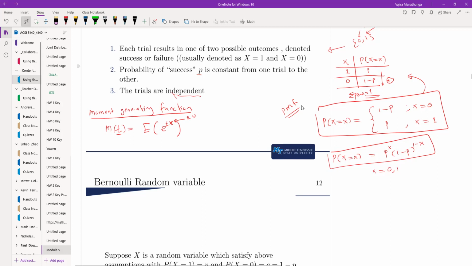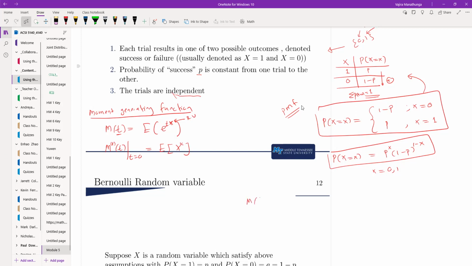So why do we do this? Once you have the moment generating function, if you take the kth derivative and evaluate at 0, then you get the kth moment. So that's why we want to do this. This is very useful. So let's calculate the moment generating function for the Bernoulli distribution.